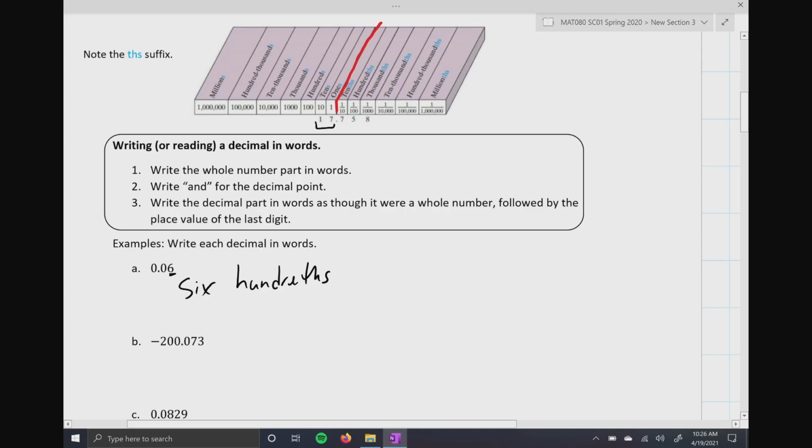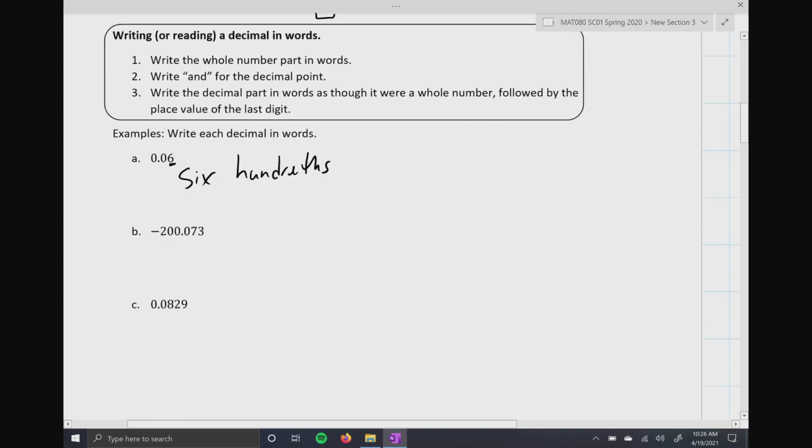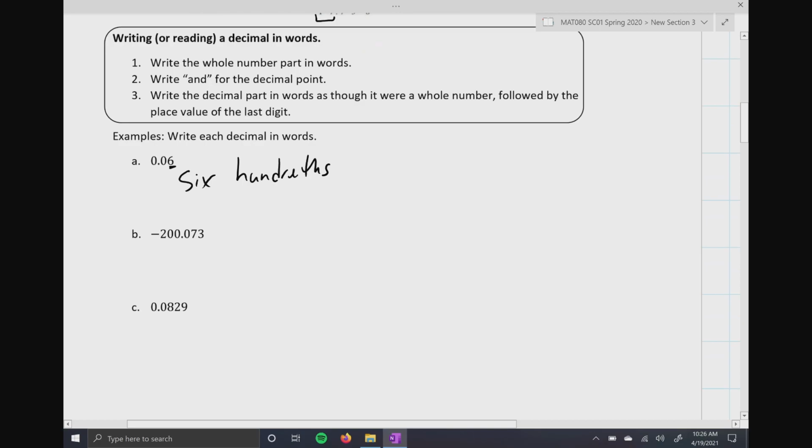All right. For part B, I'm just going to scroll up a little bit. For part B, write the word negative.